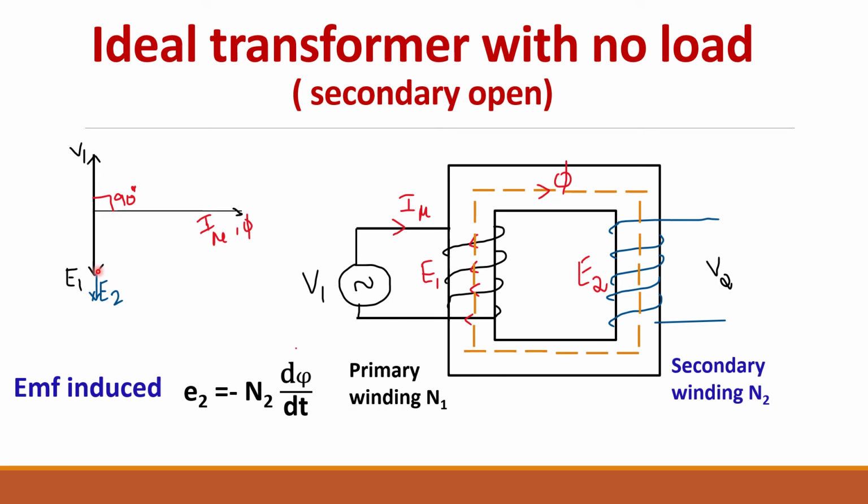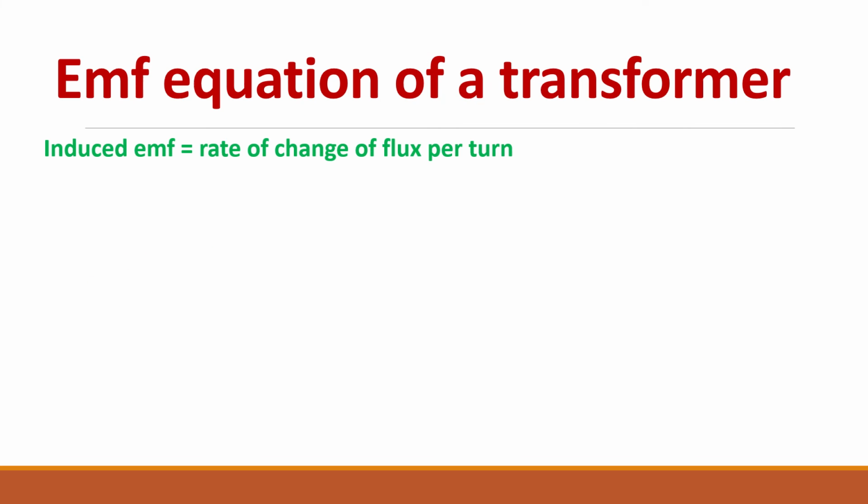So you can see E2 here. Since I have taken a step up transformer, the number of turns in the primary is less compared to the number of turns in the secondary. So I have taken E2 greater than E1. If you have drawn only a smaller number of turns here, you make your E2 somewhere here, less than E1.